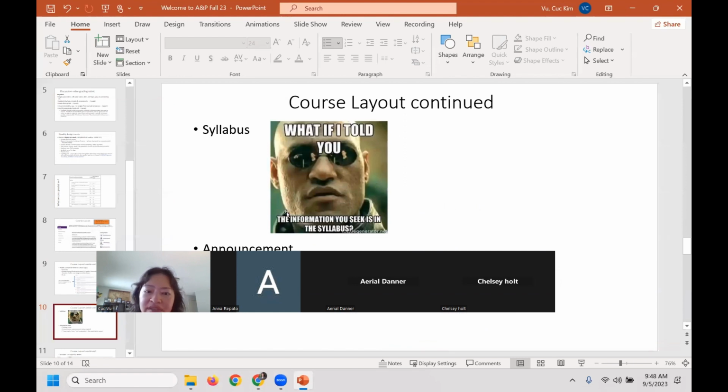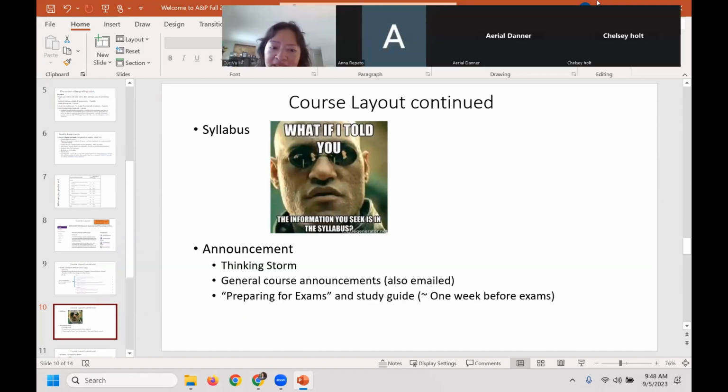Course layout, syllabus, everything you need can be found in the syllabus. If not, contact me. If there's announcements, I generally put them into the course announcements, and I will also email you if it's something that is additional. Okay, so make sure you check the announcements page.